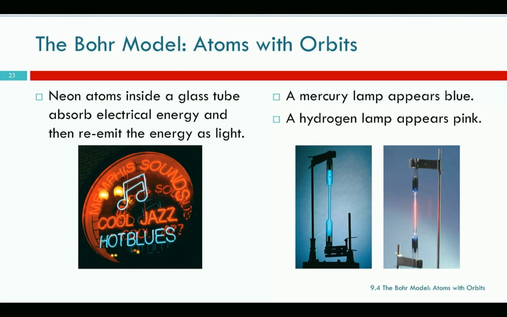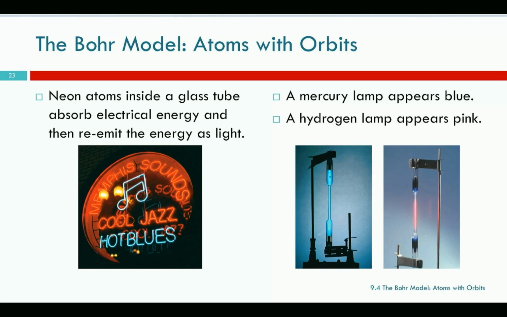So we've got these neon tubes. If you take Chem 1, you actually get to use these and see this for yourself. Neon signs glow this orange color, and you can get different colors if you use different gases. One of the things that Niels Bohr noticed is that when he looked at a mercury lamp or a hydrogen lamp through a prism, something really weird happened.